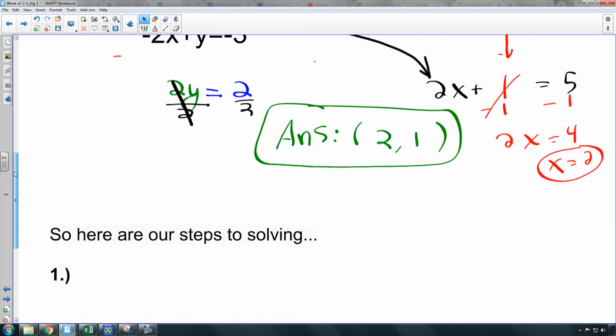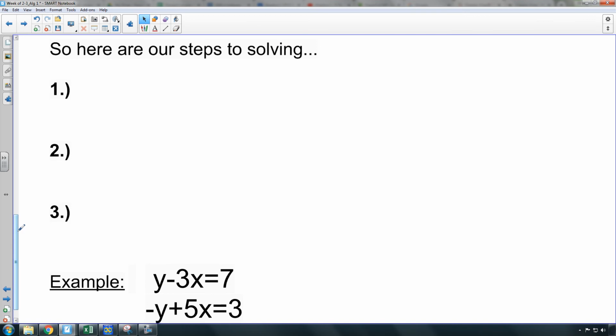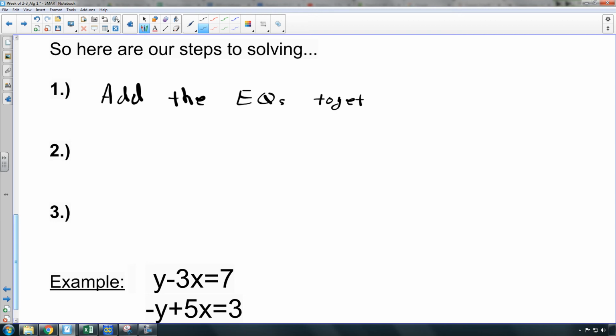So let's keep going down. These are our steps to solving, okay? So if we look through and talk about our steps to solving, I think the first step is going to be simply to add the equations together. Add the equations together.